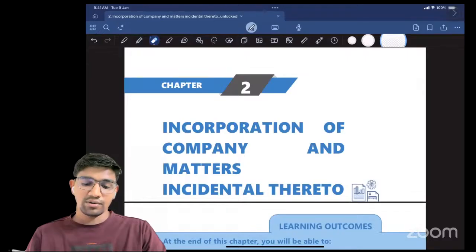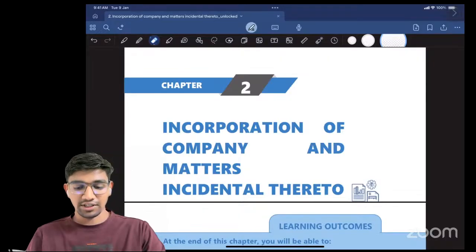Now, in introduction of incorporation of companies and promoter, this chapter covers sections from 3 to section 22, as well as the Companies Incorporation Rules 2014. A company is a separate legal entity from its members. It has a perpetual succession, and it can be incorporated only for lawful purposes.